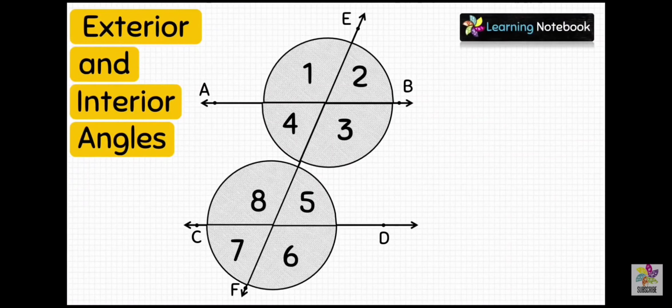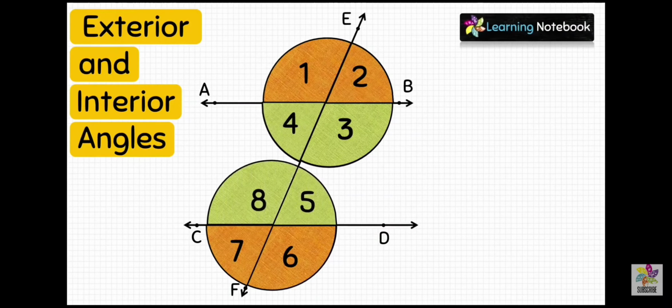Now, let's first color the exterior angles. Exterior angles lie on the exterior side of the transversal. So, angle 1, angle 2, angle 6 and angle 7 are exterior angles. So, color them with your favorite color. Next, we will color the interior angles. Interior angles lie on the interior side of the transversal. So, angle 3, angle 4, angle 5 and angle 8 are interior angles.